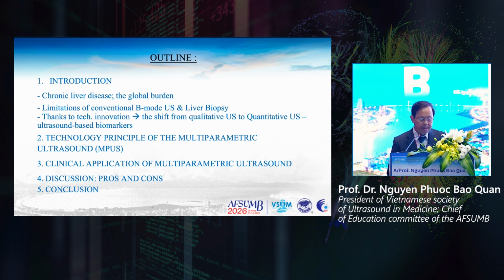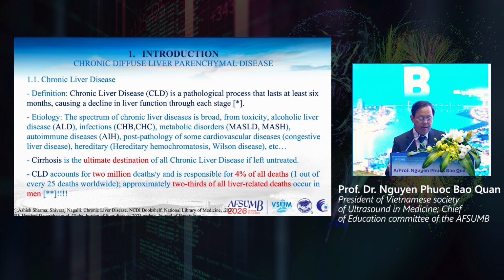What about chronic liver disease? The definition of chronic liver disease is a pathological process that lasts at least 6 months and causes a decrease in liver function. There are many etiologies of chronic liver disease. Most commonly, in the ASEAN countries, we have chronic hepatitis B, and after that metabolic disorders like MASLD and MASH, and then alcoholic liver disease. As you know, whatever the etiology, chronic liver disease ends in cirrhosis.